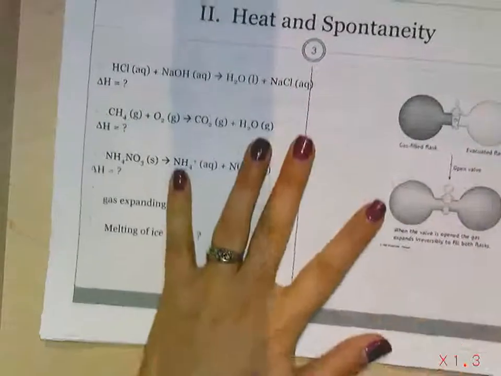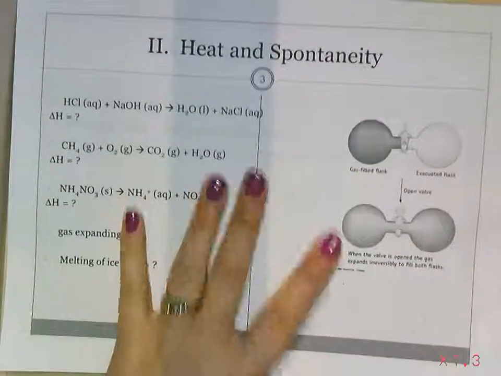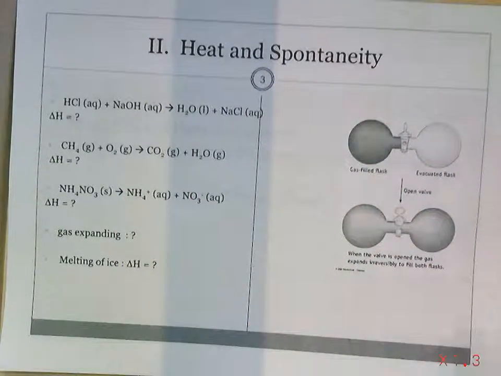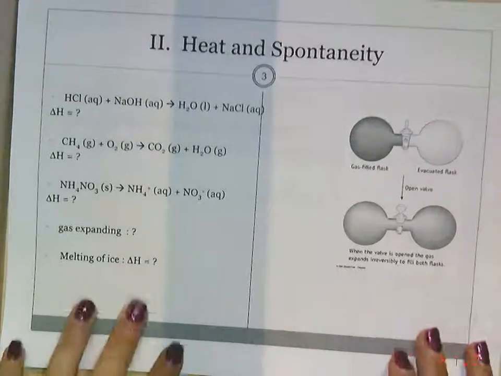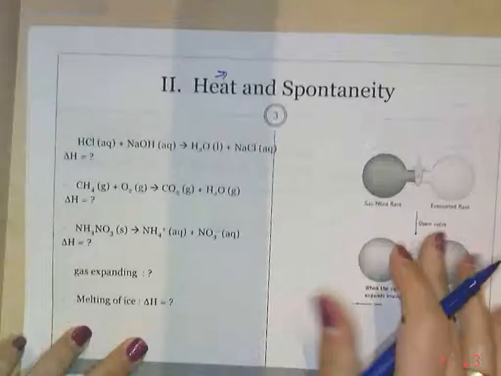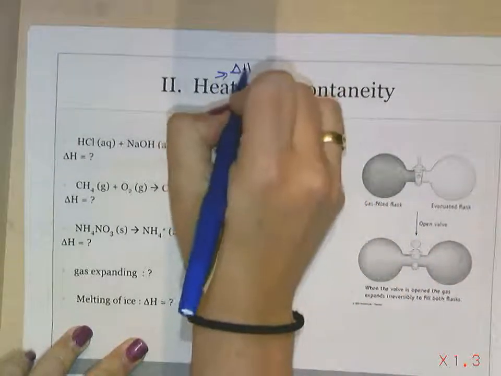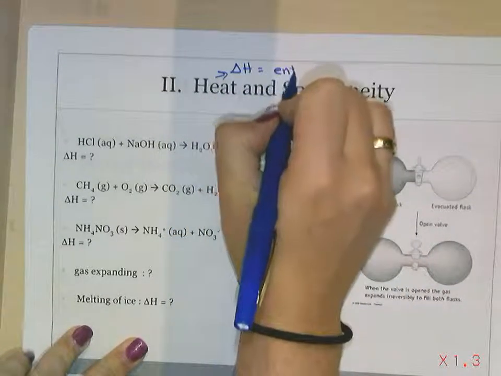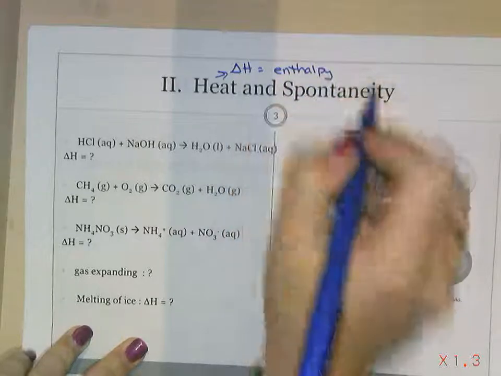Let's look at heat and spontaneity. All right, so heat. We covered this whenever you took 108s. Heat is our delta H. It's our enthalpy.